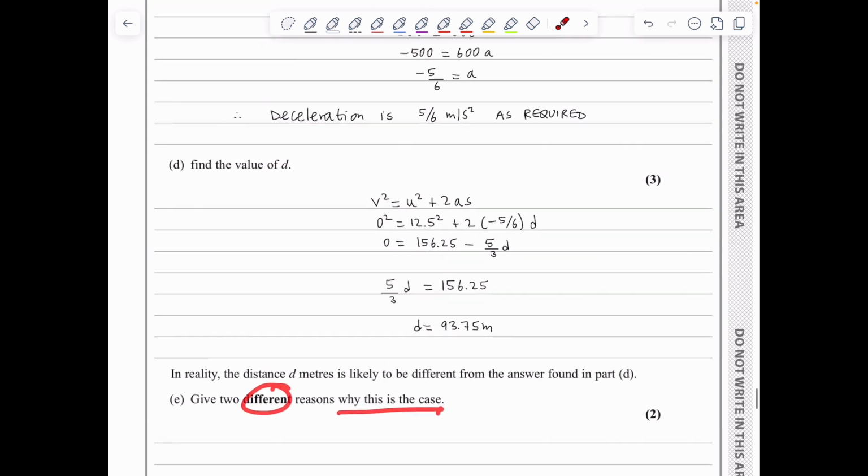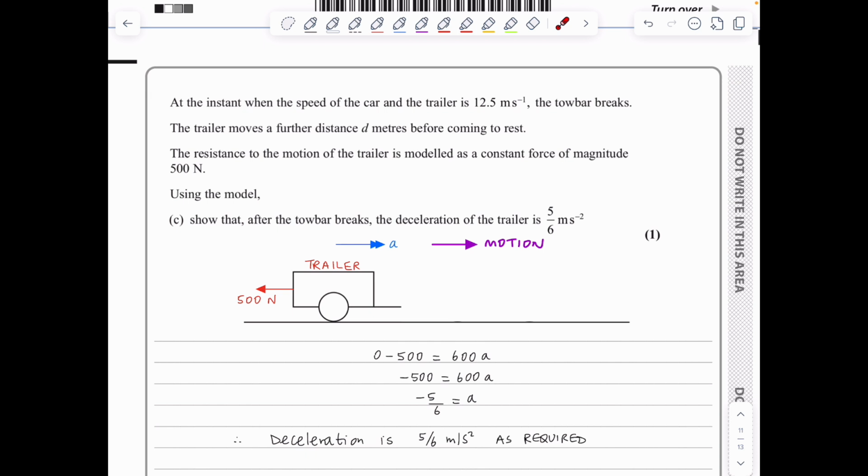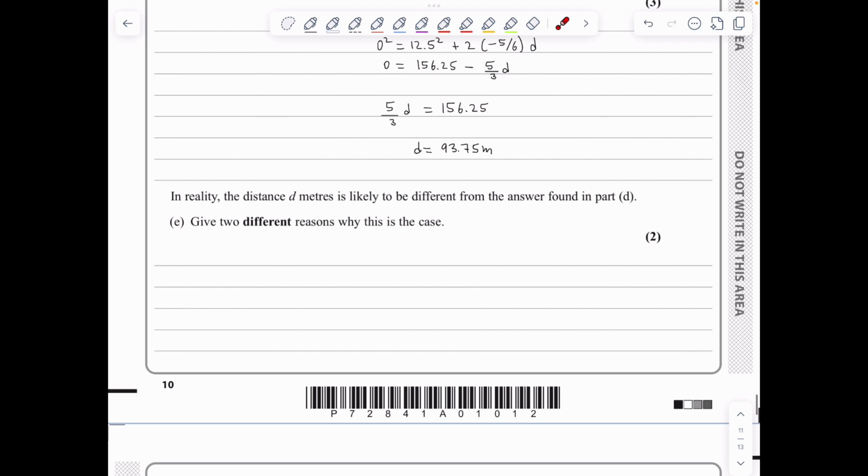So looking at the model itself, we are assuming that the resistance to motion is a constant force of magnitude 500 newtons. So we need to be very careful here. A very common answer would be to refer to the air resistance. However, this will be penalized because the question is speaking for the overall resistance to motion. So this could include air resistance. So we cannot mention that air resistance was neglected, but we could certainly challenge the fact that the force is constant. So the first thing to say is that resistance to motion is unlikely to be constant.